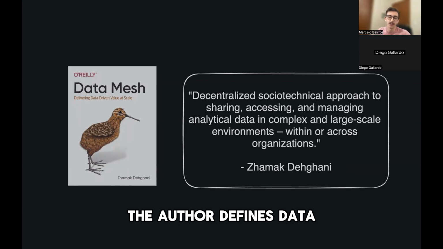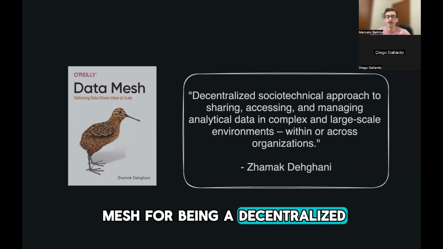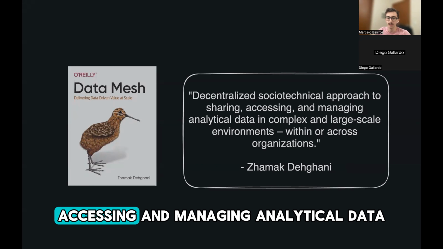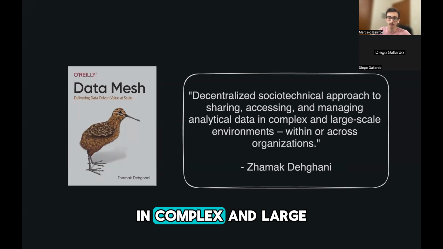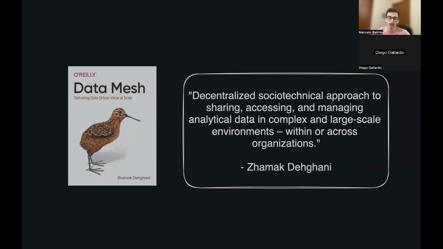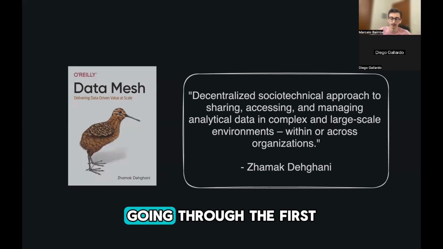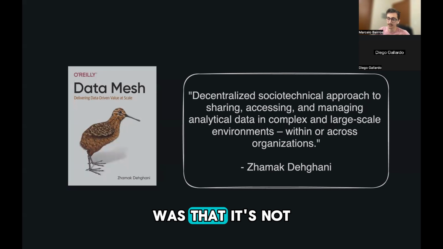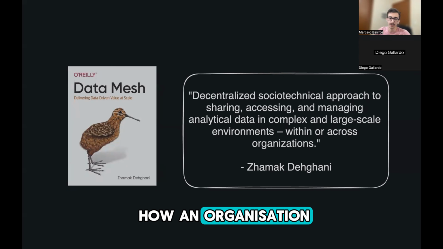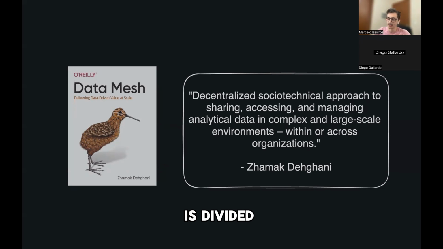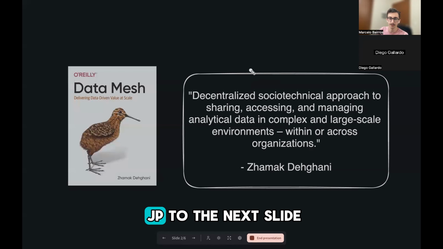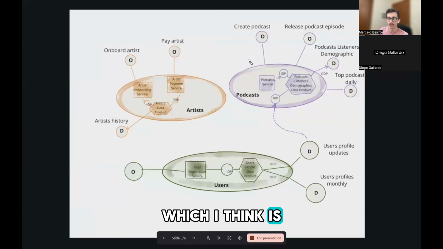The author defines Datamesh as a decentralized, socio-technical approach to sharing, accessing, and managing analytical data in complex and large-scale environments within or across organizations. This is quite a couple of things, but the way I understood going through the first chapters of the book was that it's not only about technology, but it's also about how an organization is divided and how people are working. So I'm going to jump to the next slide, which I think is similar to how the book starts.